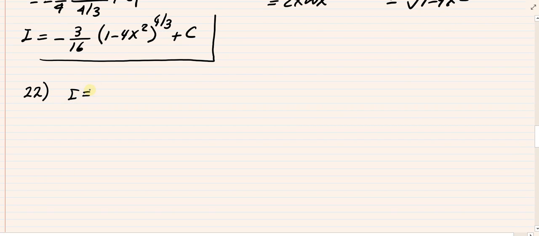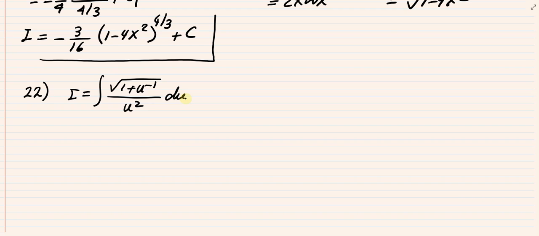Okay, number 22 now, we're going to do the integral of the square root of 1 plus u to negative 1, divided by u squared, and then du. Also let me mention sometimes there's more than one substitution that will work. It's just a matter of one being superior to the other in that there are fewer steps in manipulation. But there's more than one way to do a substitution.